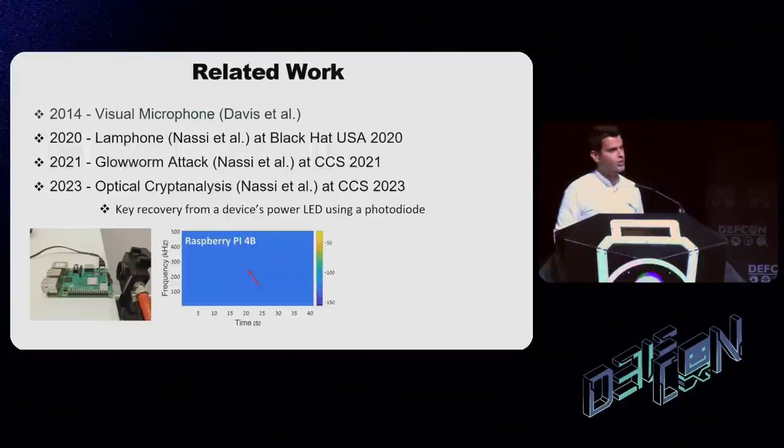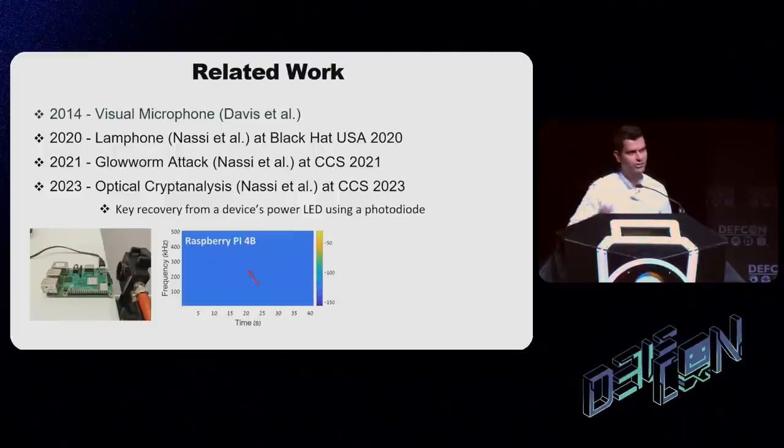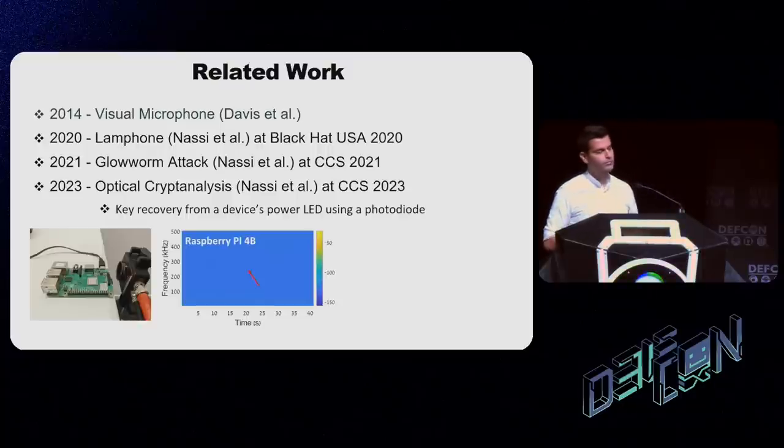And this actually led us to optical cryptanalysis. It is a paper, again, it is about to be presented at CCS, but you can find it online. Optical cryptanalysis is a key recovery technique to recover the key from a device using optical measurements obtained from the power LED of the device using a photodiode, okay?